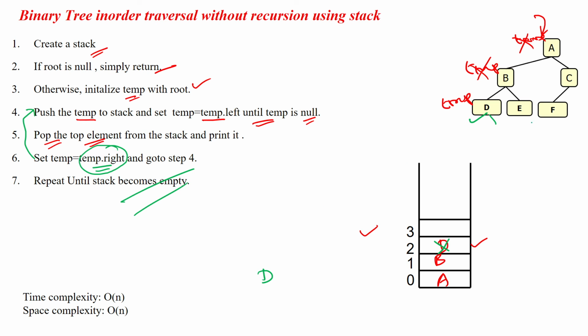Here we are visiting all the nodes, that's why the time complexity is order of n. To store all the nodes, we need n number of memory locations, so we need order of n space complexity.